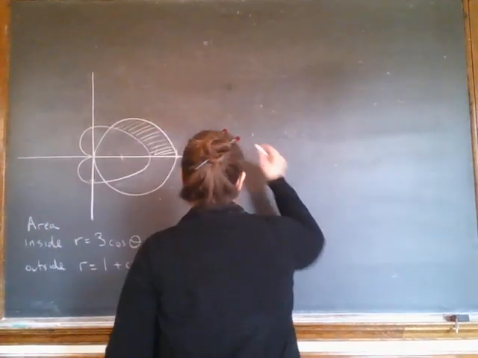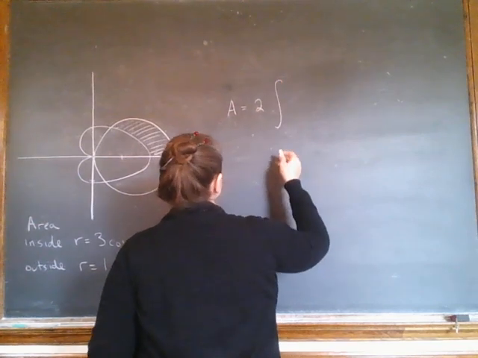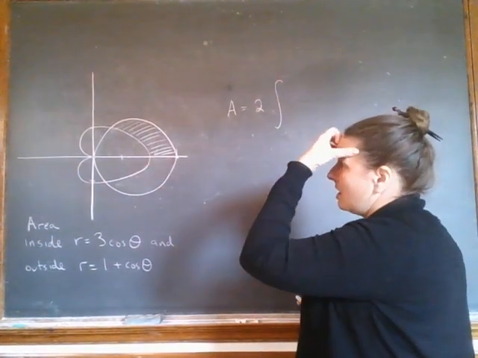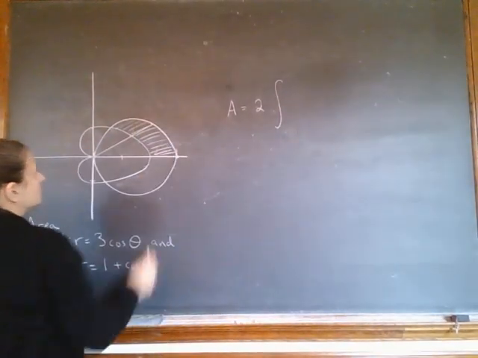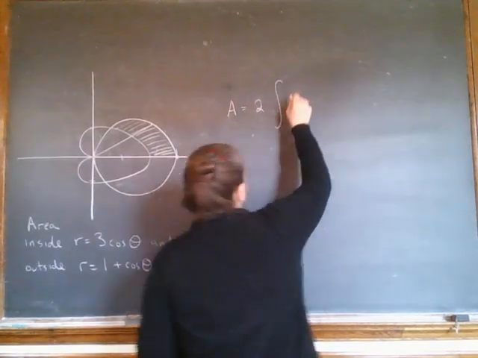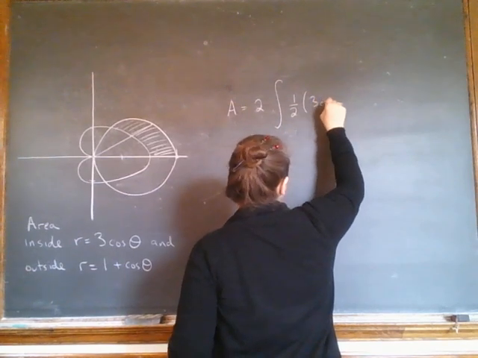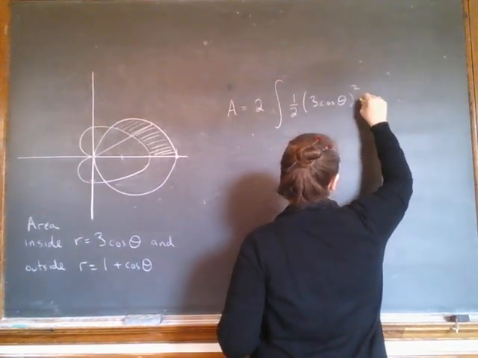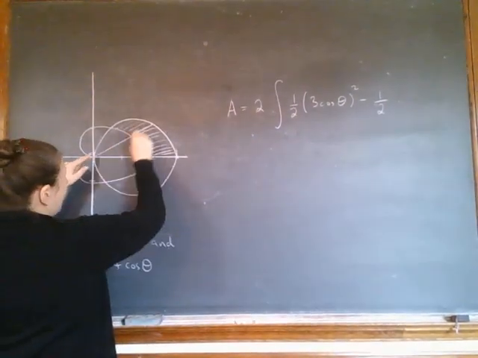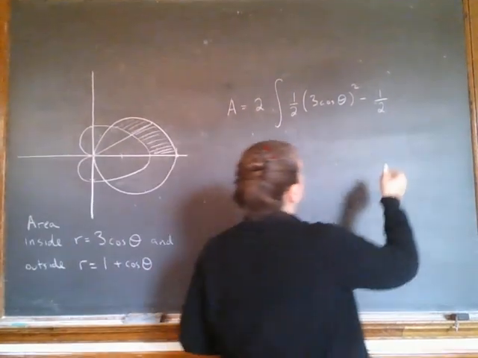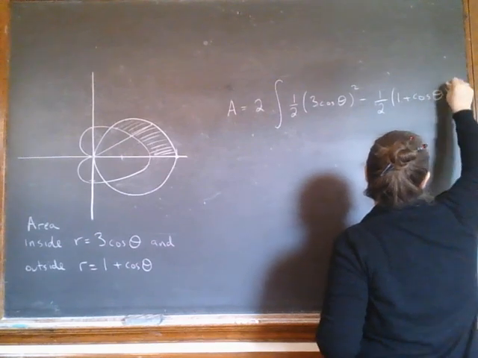So what I'm going to do is find the area as twice this shaded region, which I still have to figure out the limits for. But my outer curve is going to be that circle. So that's going to be 1/2 of 3 cosine theta squared. And I'm going to subtract the inner curve. So the inner curve along my r is going to be the cardioid. So that's going to be 1 plus cosine theta quantity squared.